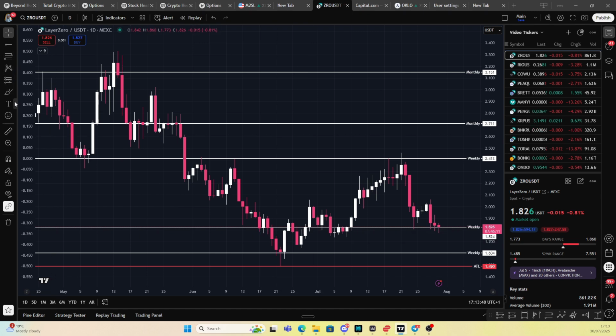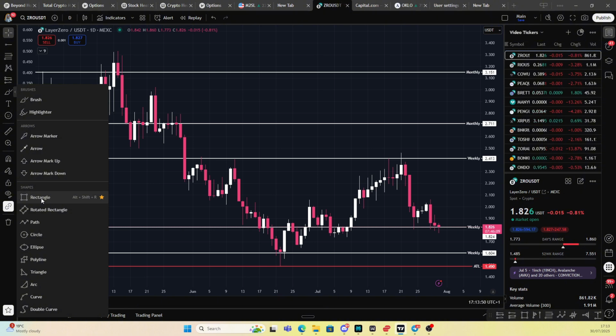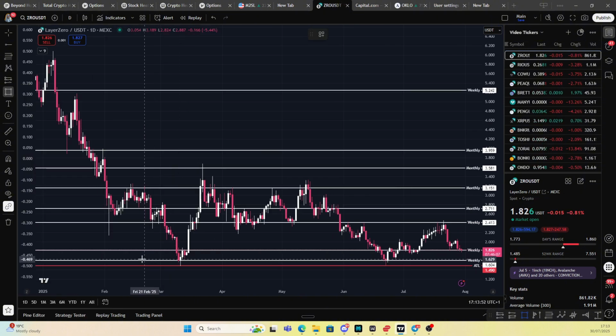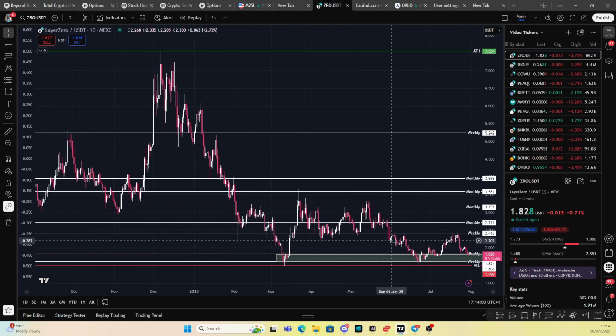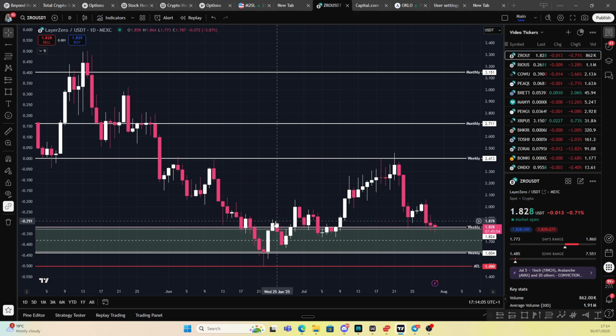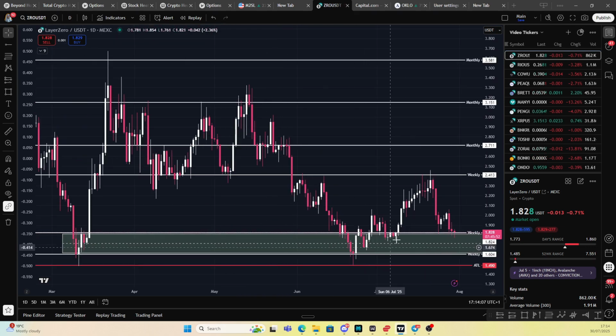So what I would do is, and you can see quite a lot of volume in this area here, I would just get a box and draw that box up there. That looks like a pretty interesting place where if you were to buy, you could buy there. And you can see we've had these really sharp drop offs.